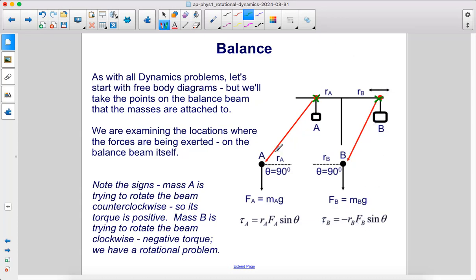Now, what are the forces? Well, the force due to this mass, it's a tension, right, in this string. It's due to the weight of the mass. So that's just mg, the weight of this mass. This force, the tension in this string, is just going to be the weight of this mass. And both of these forces are being exerted at a 90-degree angle to the balance beam. So we're going to use these equations to continue. We're going to continue on the next slide.